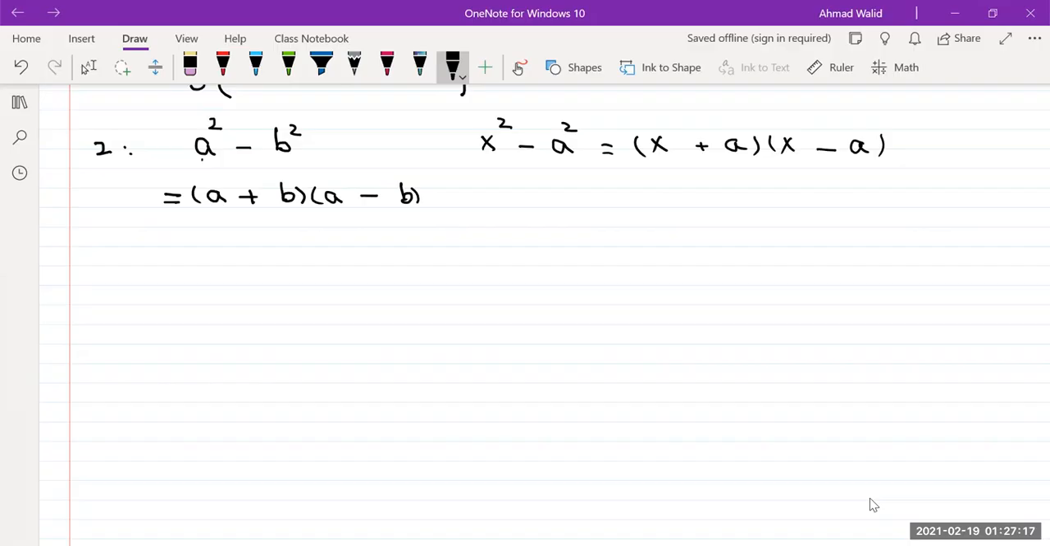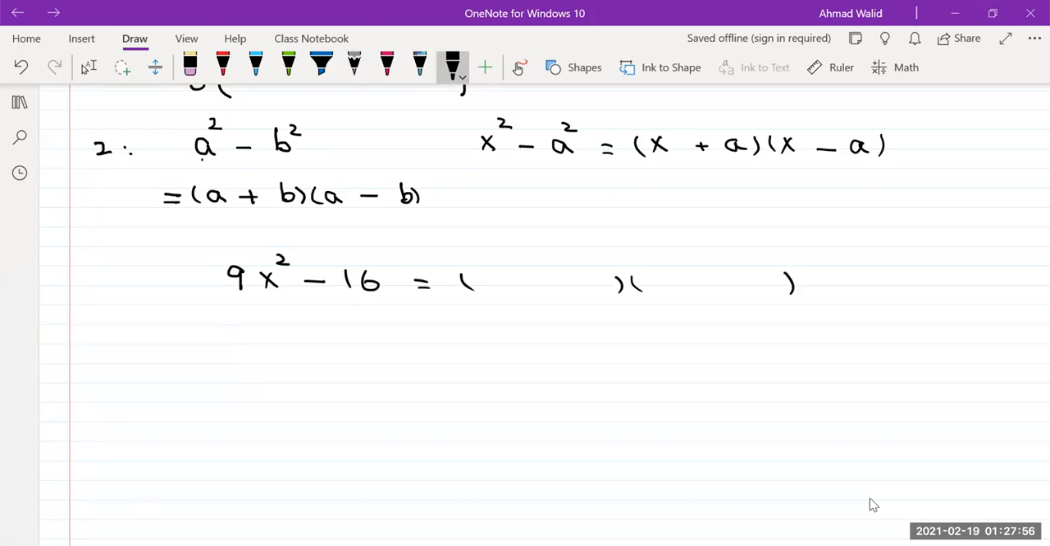Numeric example, 9x squared minus 16. They're asking you to factor. Remember, difference of the squares. Usually you have two terms. It's a binomial. You cannot have three terms in this type of factoring. And each term should be a perfect square. You see, 9x squared, both of them have a square root. 16 has a square root. Then it's easy to factor.